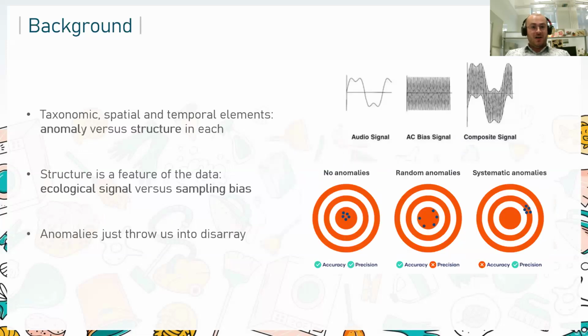In each of our taxonomic, spatial, and temporal elements, this data will have a structure which is a composite signal of the ecological realities that led to our data versus how it's been sampled. So sampling bias versus ecological signal, these are just inherent structures of the data. They're not necessarily positive or negative. It all depends what sort of questions we're asking.